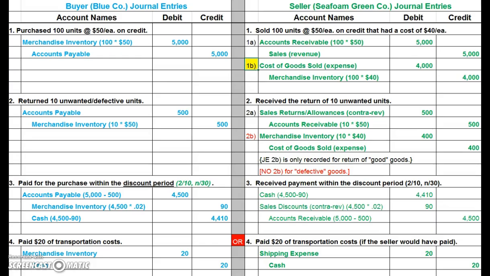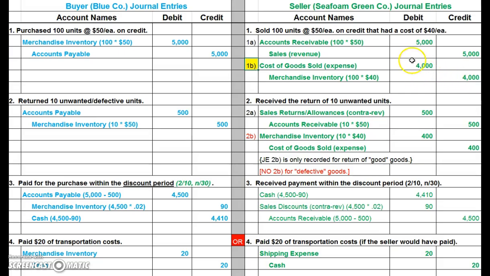So in this second journal entry, I call it journal entry 1B. It's the second journal entry required on the seller date. We need to credit our merchandise inventory account to take down our merchandise inventory by the 100 units that we sold and by the $40 cost. Notice inventory is recorded at cost, so we would need to take down the inventory at the cost amount, not the selling price. So that's where we get this credit to merchandise inventory of $4,000.